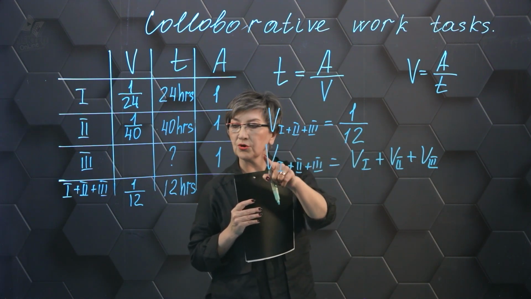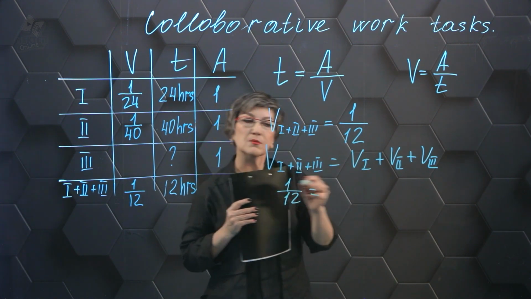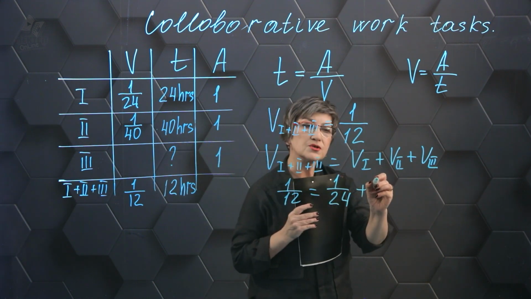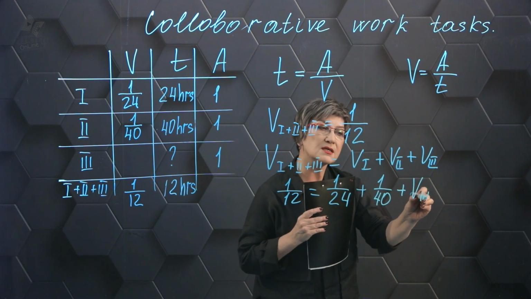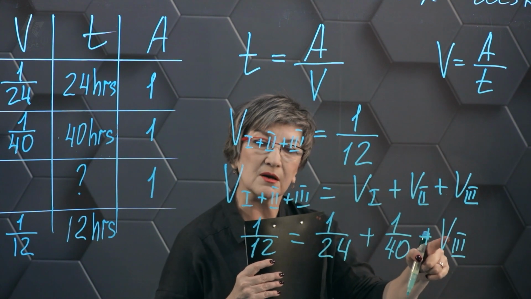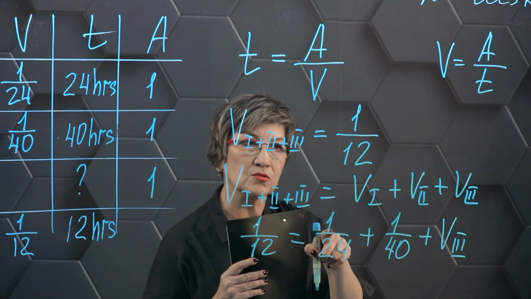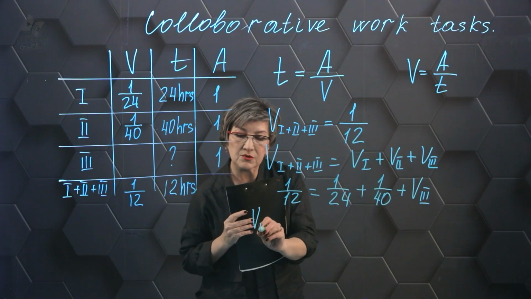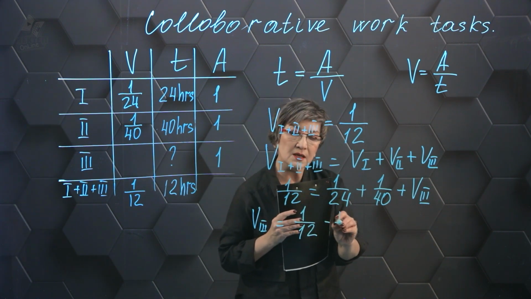The productivity of 3 workers is 1/12. The productivity of the first worker is 1/24, and the productivity of the second worker is 1/40. We don't know the productivity of the third worker, but you and I can find it if we subtract 1/24 and 1/40 from 1/12. Let's write it down. The productivity of the third worker is 1/12 minus 1/24 and minus 1/40.